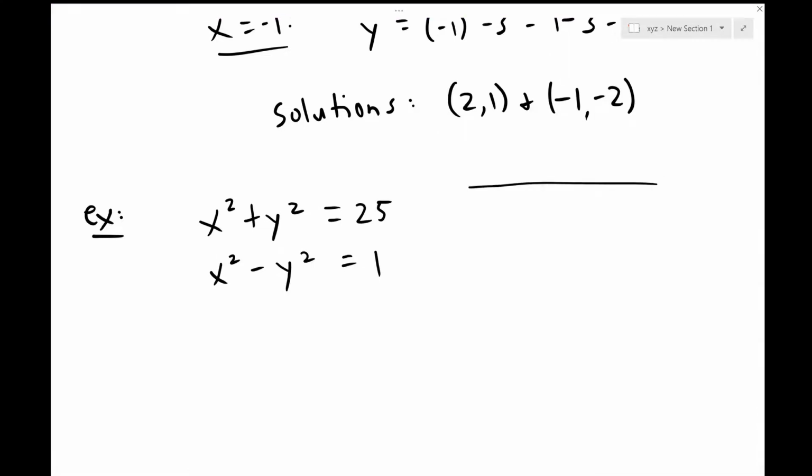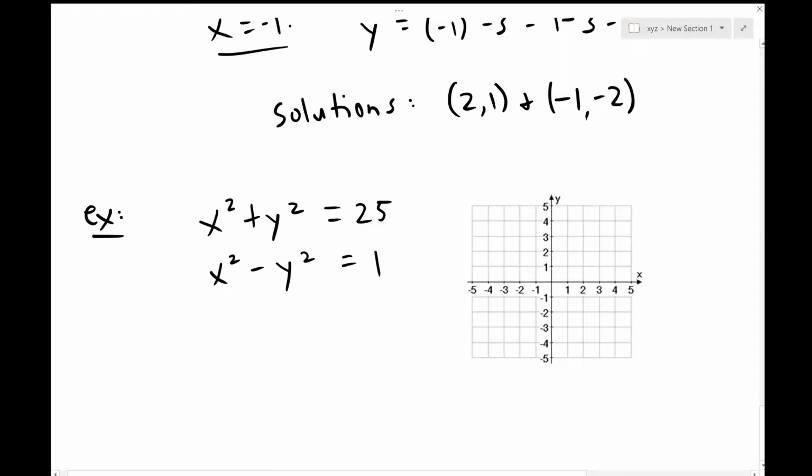So again, I always recommend graphing the system first, so we should understand how to graph each of these equations. Again, the first one is a circle, its center is (0, 0), and the radius would be 5. So hopefully we recognize that from our discussion of circles earlier. So the graph would look something like this.